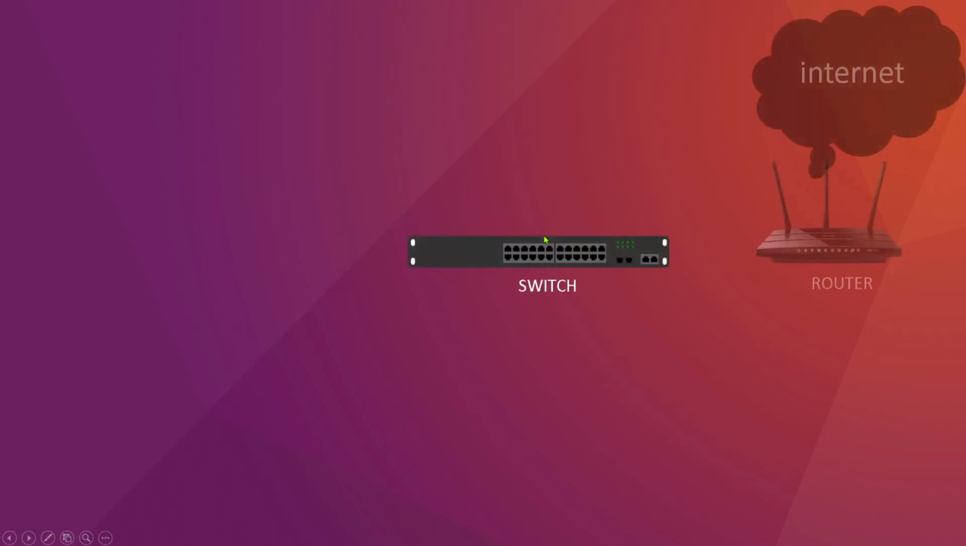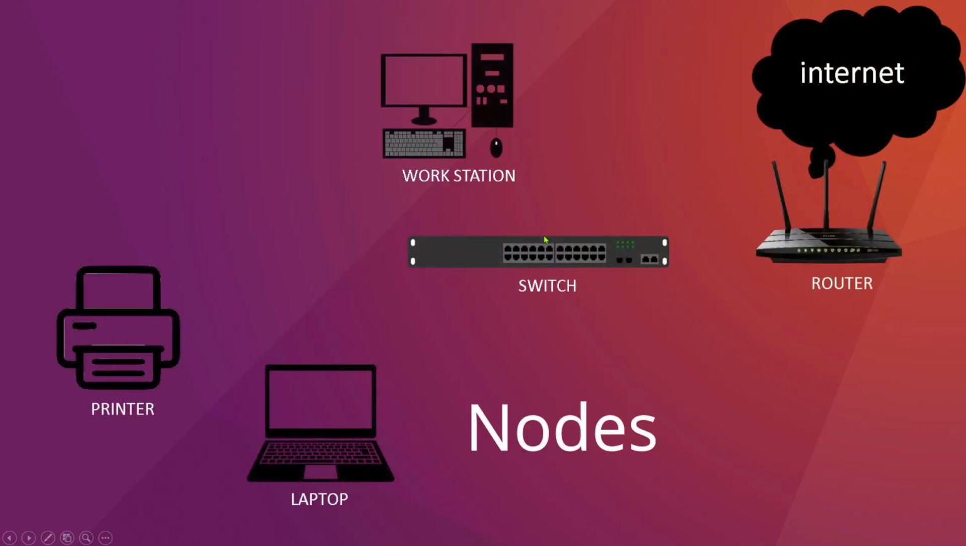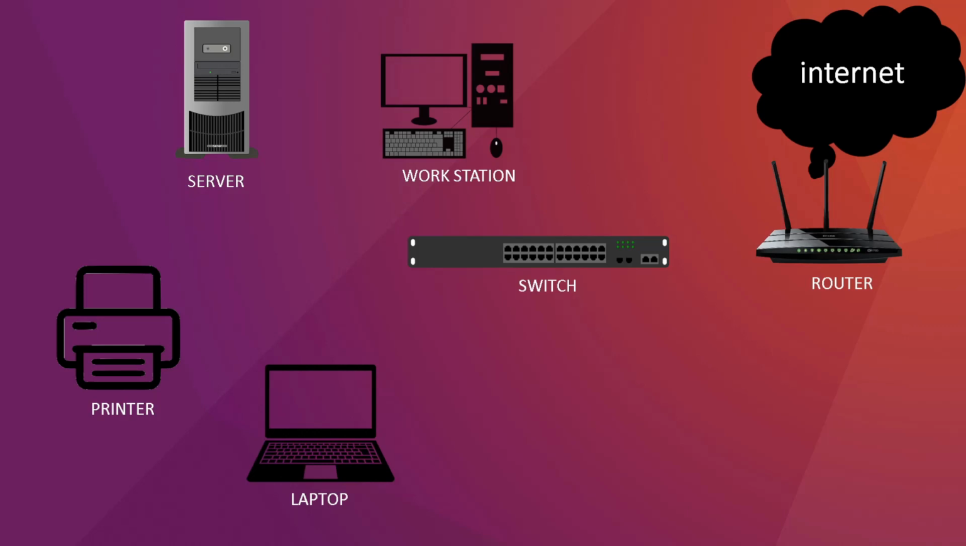Networks connect devices. You could call these devices nodes. Nodes are just devices that are connected on the network. Networks may also include devices that help to control the flow of traffic on the network. These devices can either be a switch or a router.